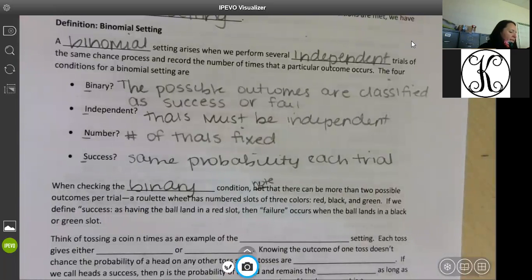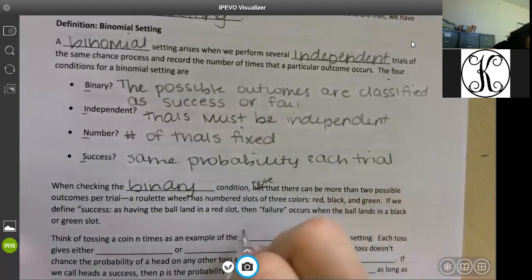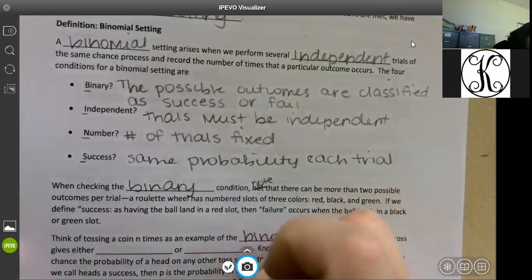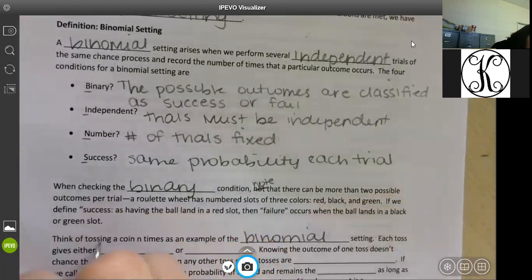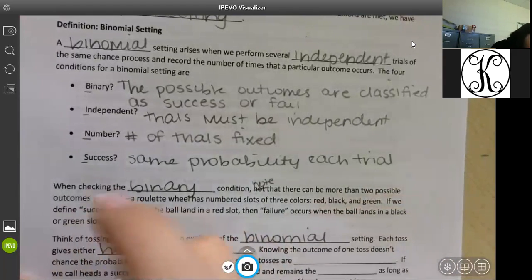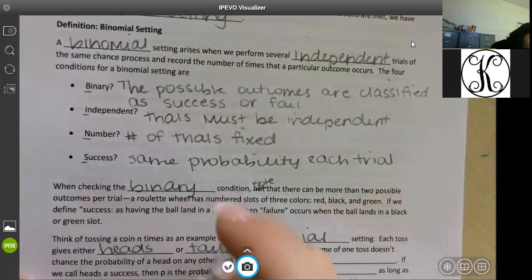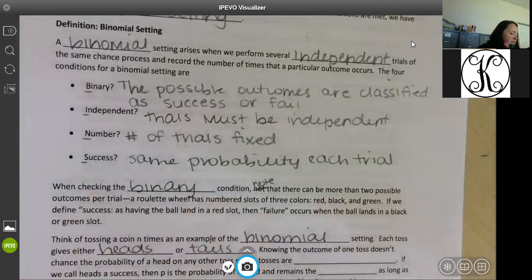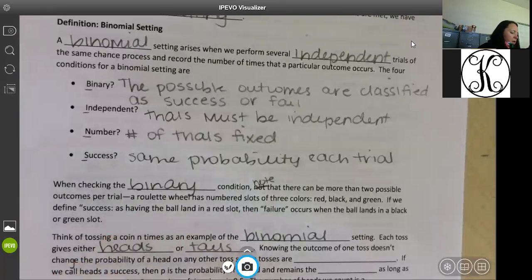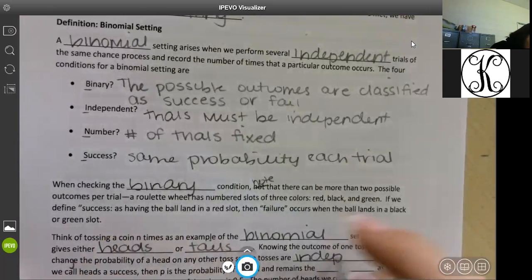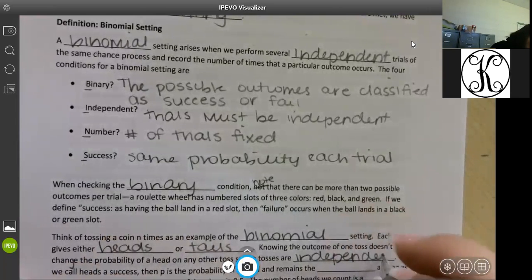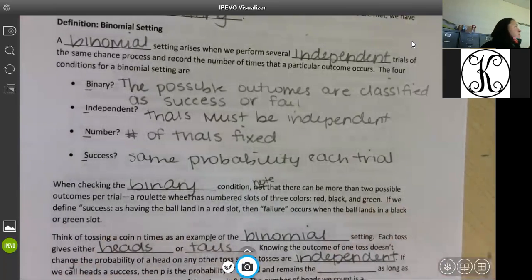Think of tossing a coin n times as an example of the binomial setting. Each toss either gives heads or tails. Knowing the outcome of one toss doesn't change the probability of a head on any other toss, so the tosses are independent. We talked about that with babies. Just because we had 5 baby girls doesn't mean the next time I'm supposed to have a boy.